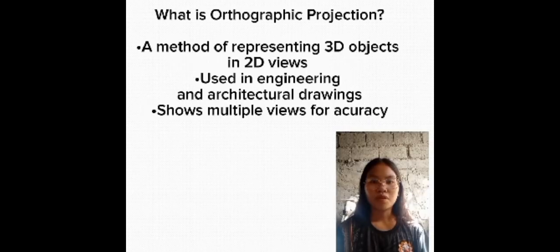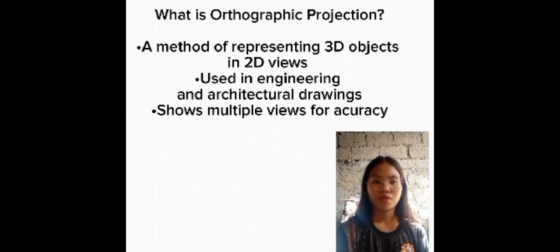What is orthographic projection? A method of representing a 3D object in 2D views. Used in engineering and architectural drawings, it shows multiple views for accuracy. Orthographic projection is a way to represent a 3D object using 2D views. We typically draw three main views. First, the front view shows height and width. The top view shows width and depth. The side view shows height and depth.